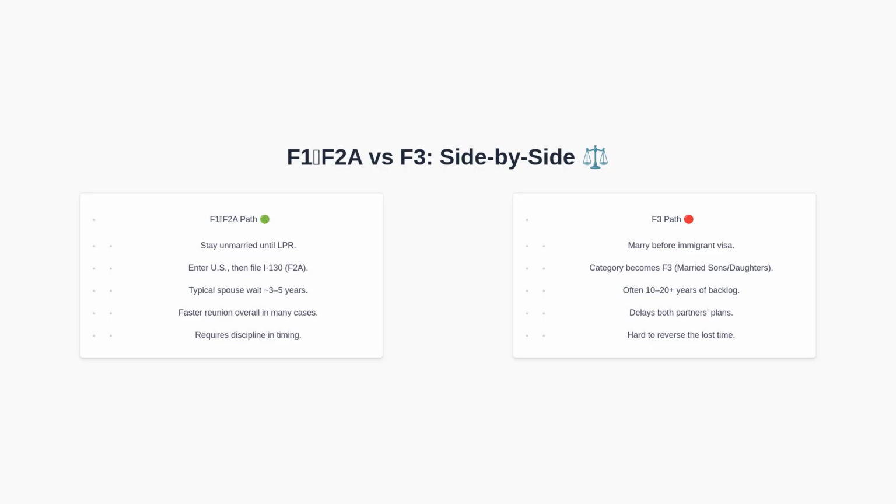On the right, if the beneficiary marries before visa issuance, the case shifts to F3. The F3 backlog is frequently 10 to 20 years or longer, delaying both partners' plans significantly. The lost time caused by an early marriage is difficult to recover.